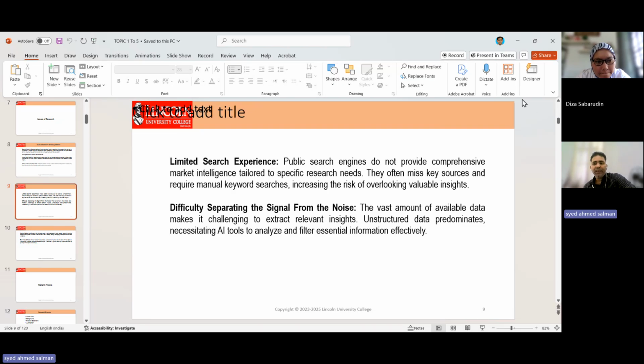Limited search experience. Public search engines do not provide comprehensive market intelligence tailored to specific research needs. If you want to search about the current trend, about what is happening in Maybank, or what is happening in Lazada, public search engines do not provide comprehensive market intelligence, meaning that you cannot get comprehensive information.